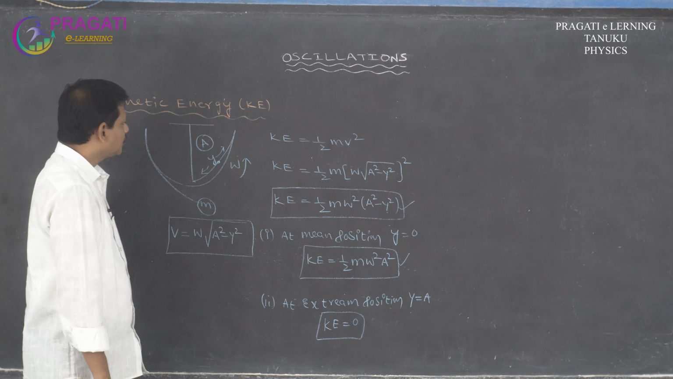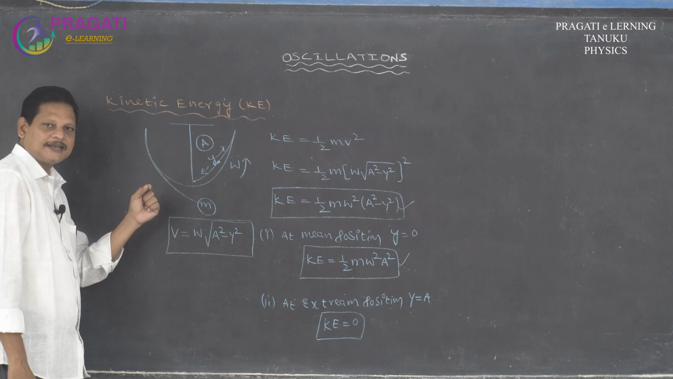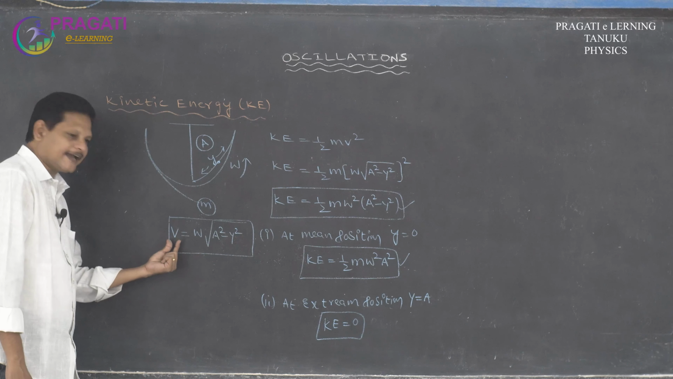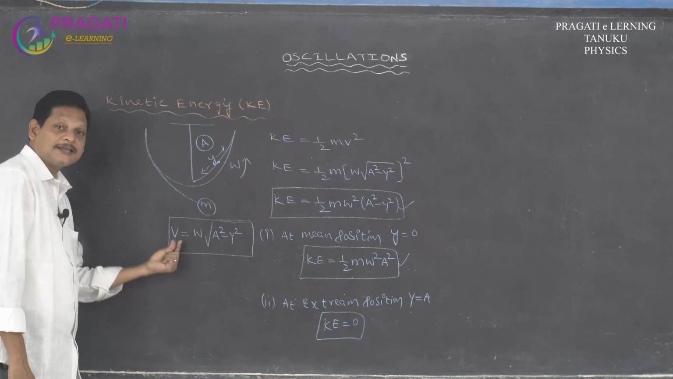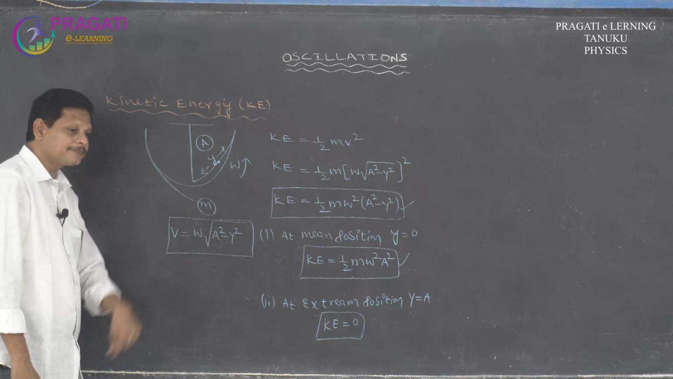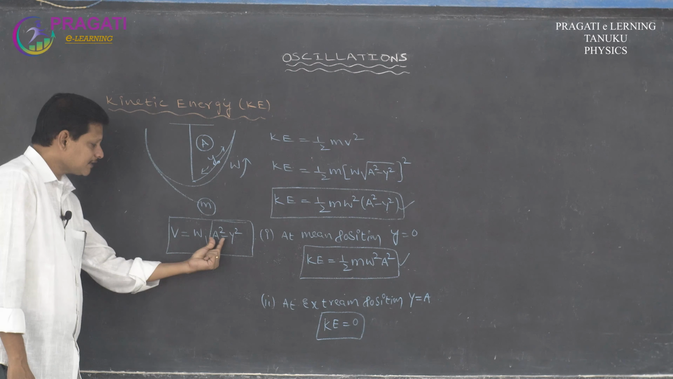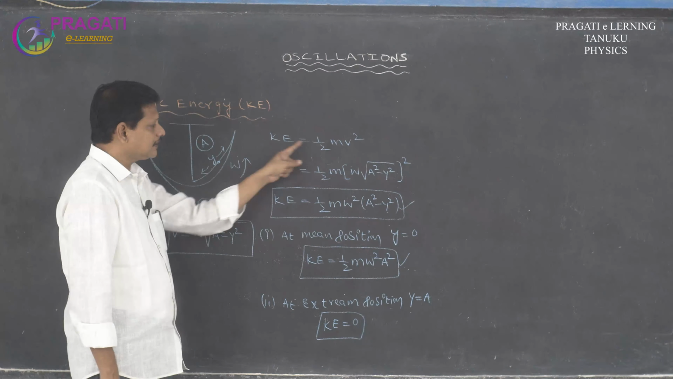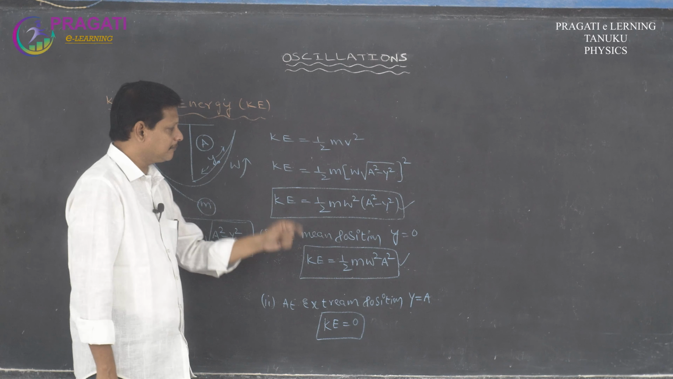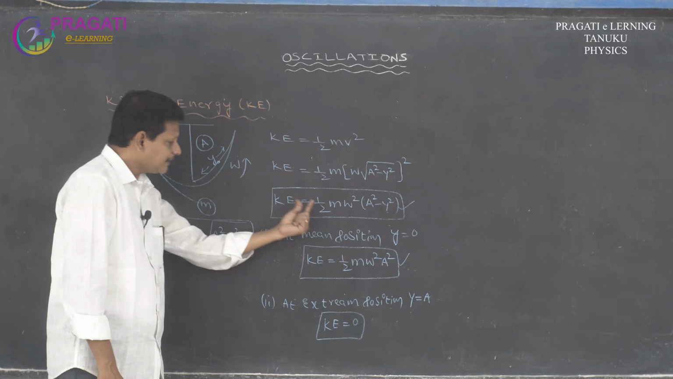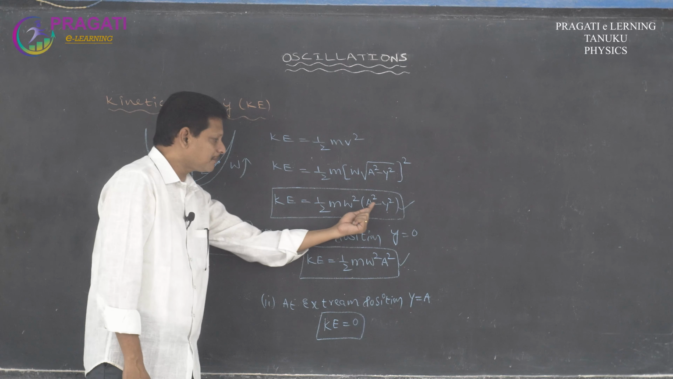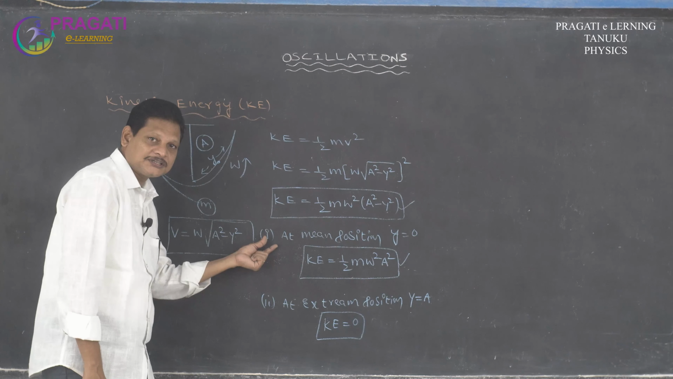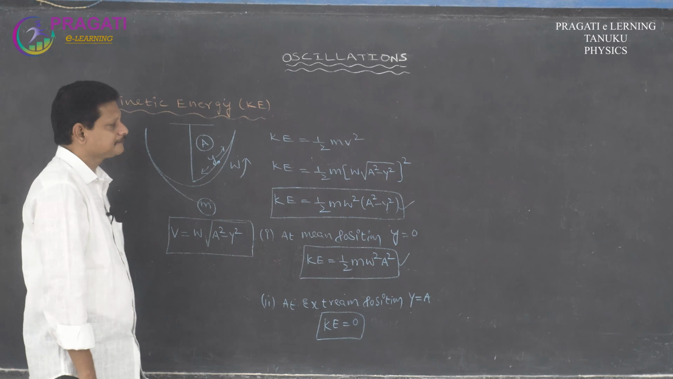Let us consider a particle executing simple harmonic oscillations. We know the expression for the velocity of the particle in SHM at a displacement y, v is equal to omega into root over a square minus y square. The kinetic energy KE is equal to half m v square. By substituting, we get KE is equal to half m omega square (a square minus y square). So kinetic energy is maximum at the mean position and 0 at the extreme position.